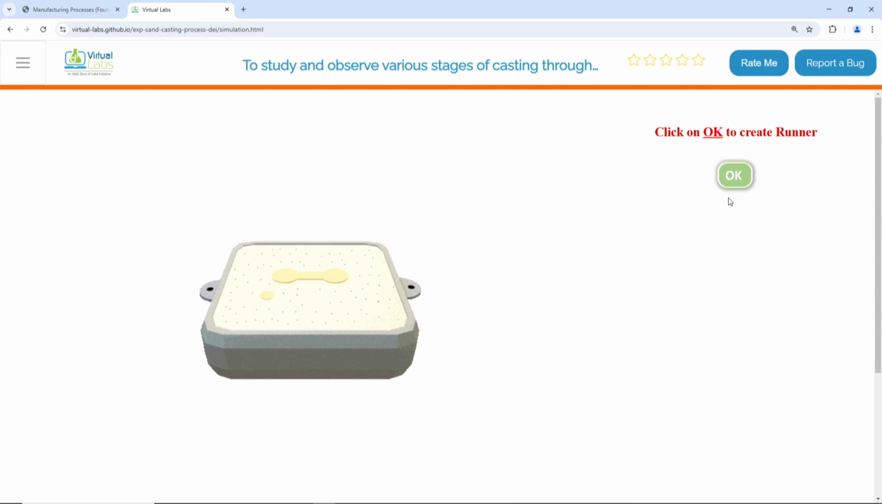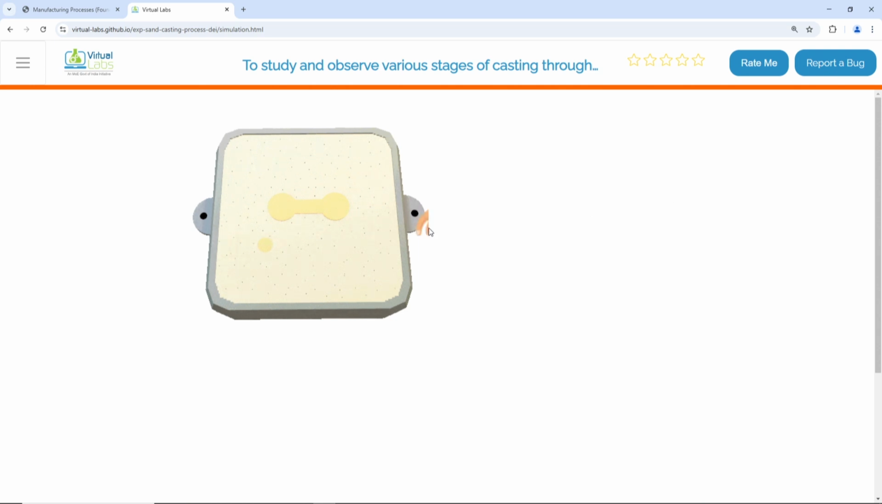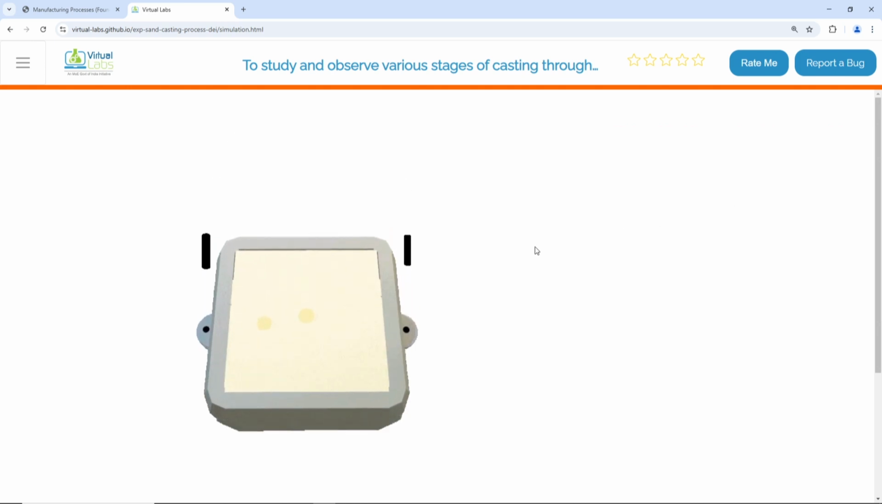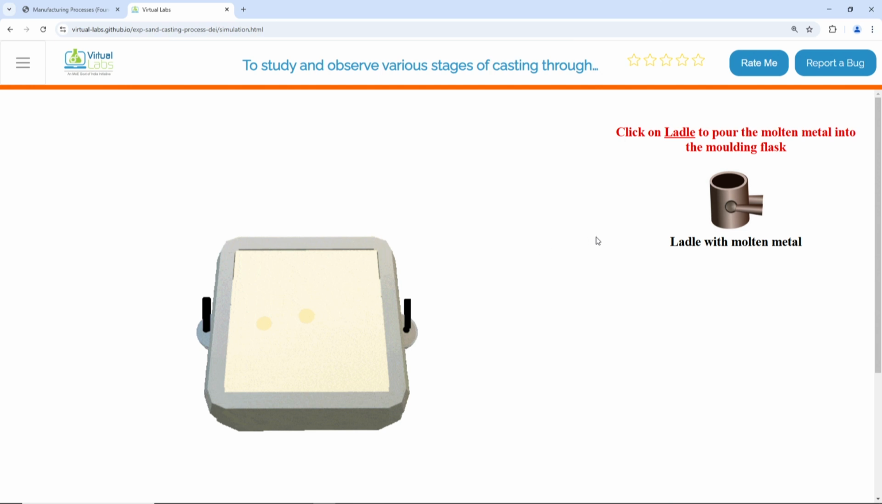There is no connection between sprue and the pattern. The sprue is there, pattern is there. There has to be connection between sprue and the pattern. So we will use here only human finger to make this runner. There are tools such as single handheld shawl to make this kind of the runner as well. Now we'll again click on the molding flask and put the molding flask over it and again lock it.